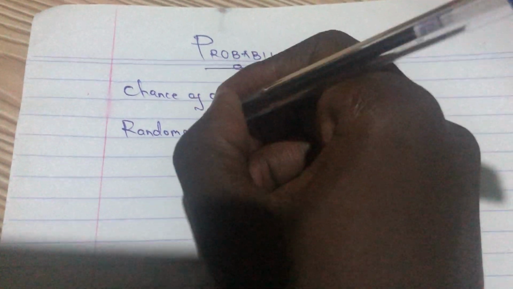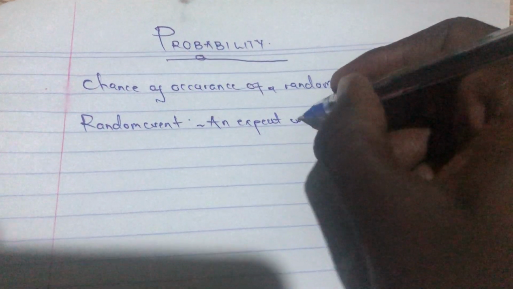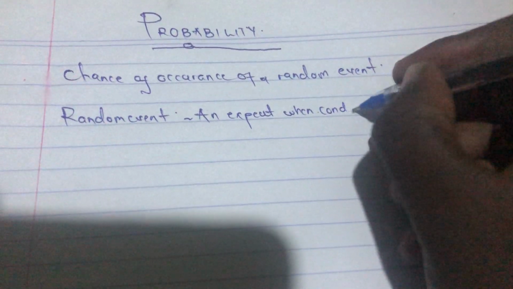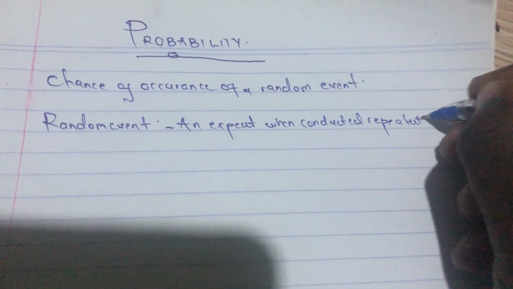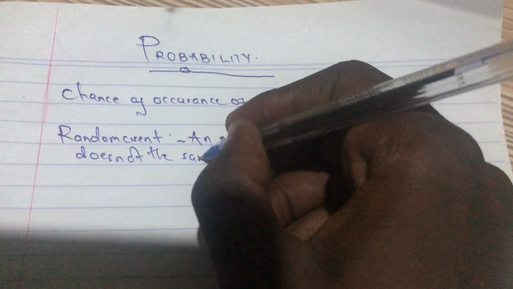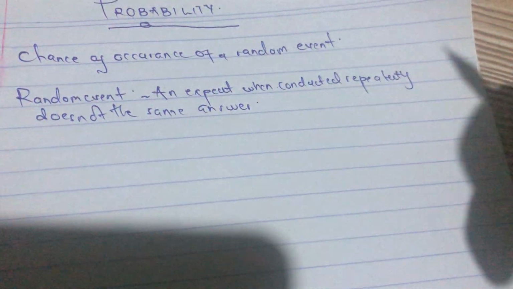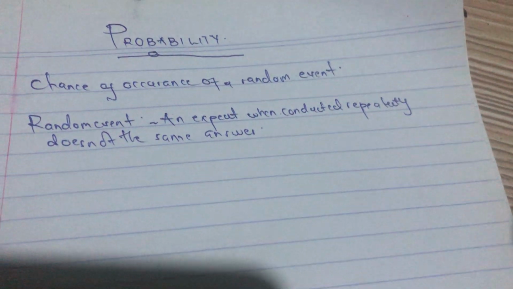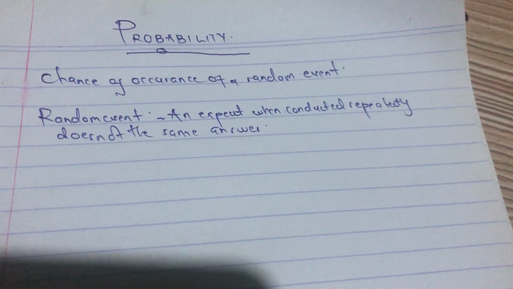So what is this random event? A random event is an experiment, when conducted repeatedly, does not give the same answer. An example of a random event can be me getting a coin and tossing it. The first time I get heads, I toss it, I get tails, I toss it, I get tails. That is a random event.